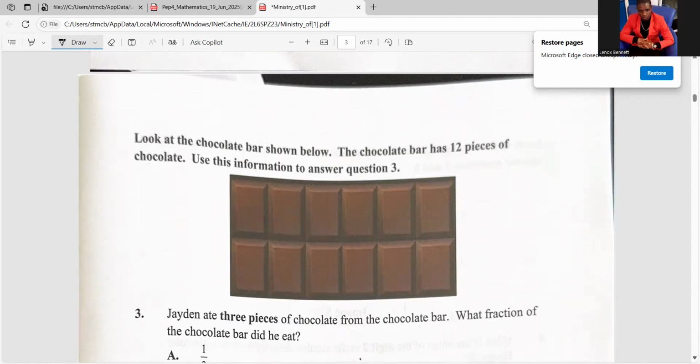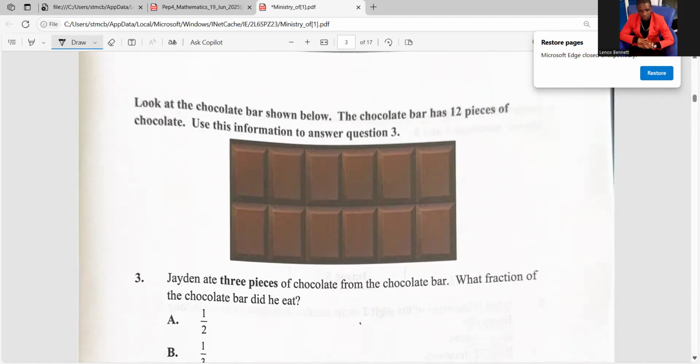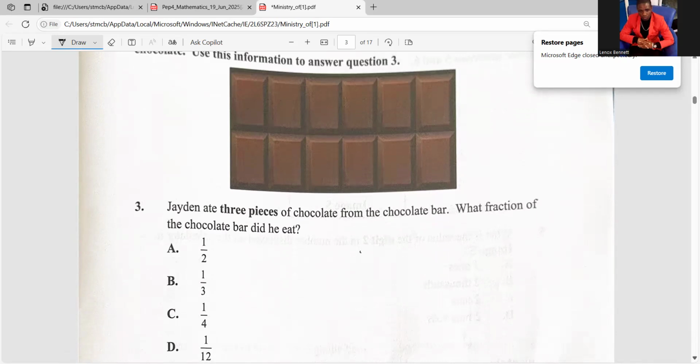Number 3 says, look at the chocolate bar shown below. The chocolate bar has 12 pieces of chocolate. Use the information to answer question 3. Jaden has 3 pieces of chocolate, so it will be 3 out of 12, and we can divide by 3. So that would be 1/4. So that's a quarter.